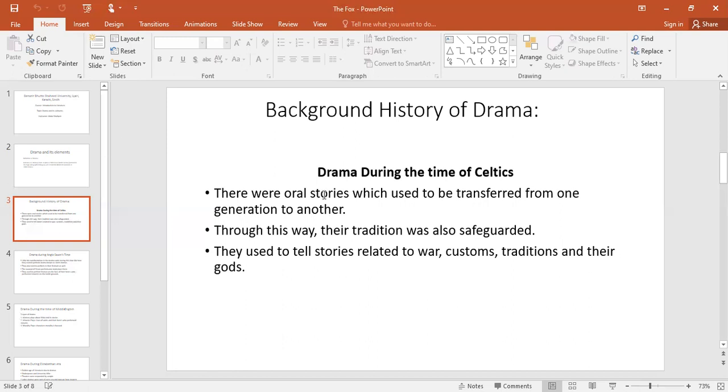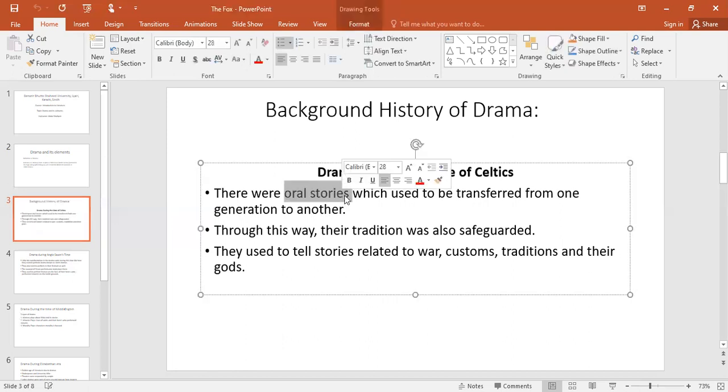Let me highlight it: oral stories. That means through such stories, drama was being performed, and the stories were transferred from one generation to another, from the elders of the society to the younger ones. In this way, the dramas were in the shape of oral stories. Then a little advancement came in the next eras, but in this way the tradition was also safeguarded.